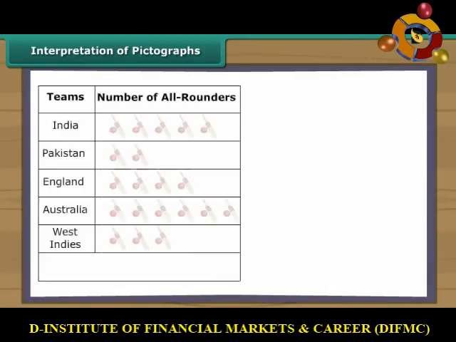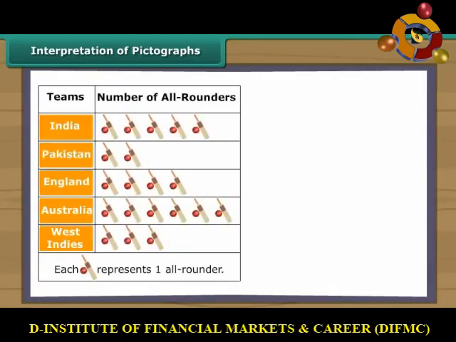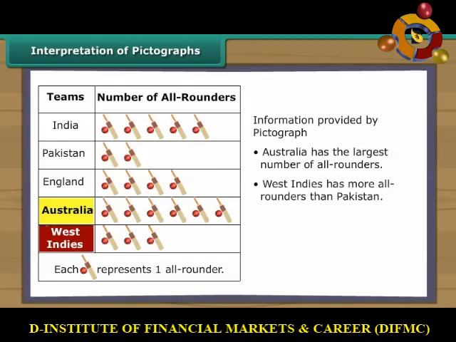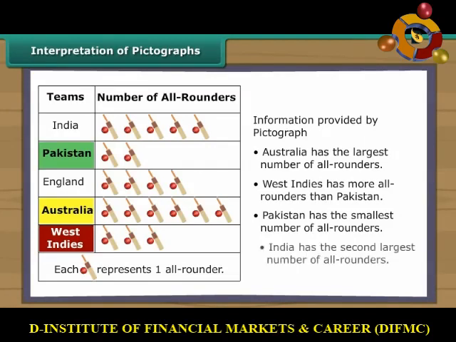Let us interpret one more pictograph. This pictograph shows details of all-rounders in 5 cricket teams of the world. Each picture represents one all-rounder. It is clear from the pictograph that Australia has the largest number of all-rounders. West Indies has more all-rounders than Pakistan. Pakistan has the smallest number of all-rounders. India has the second largest number of all-rounders.